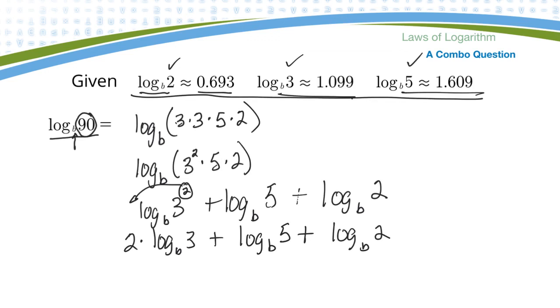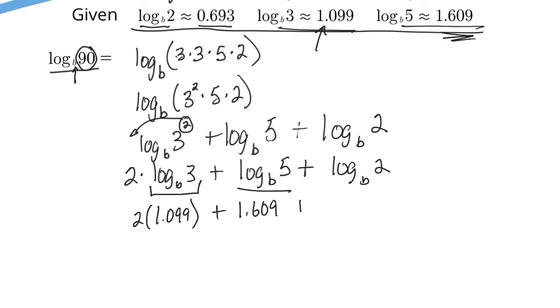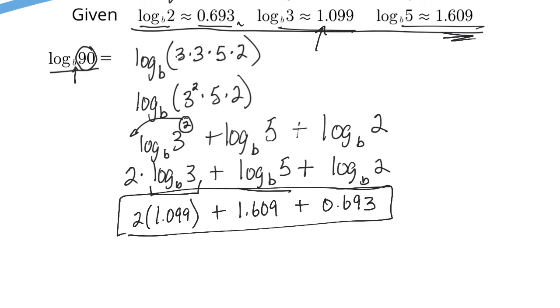Now I could go up to the top there and take a look and say, well, log base b of 3 is right there. So this answer would be 2 times 1.099 plus log base b of 5 is right there, 1.609 plus log base b of 2 right up here, 0.693. Now I just have to add that in my calculator and come up with my answer.